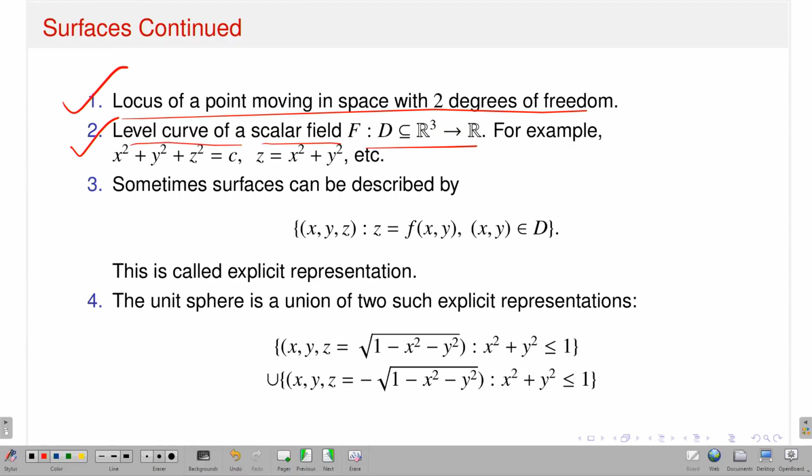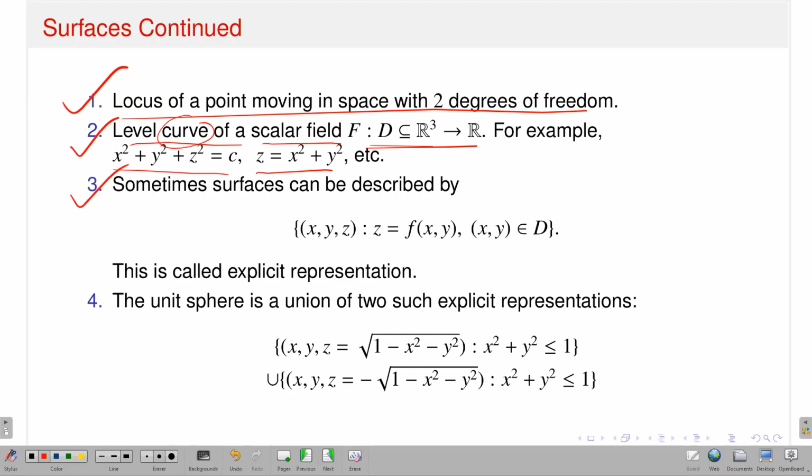So that means the earlier one, like the g function. g is a scalar field, a map from some domain D subset of R3 to R, and then g of x, y, z is equal to 0 will give you the level surface, which is nothing but the surface, same thing. In fact, we can say the level surface of a scalar field f from R3 to R. For example, x square plus y square plus z square is equal to c, or z is equal to x square plus y square, etc.